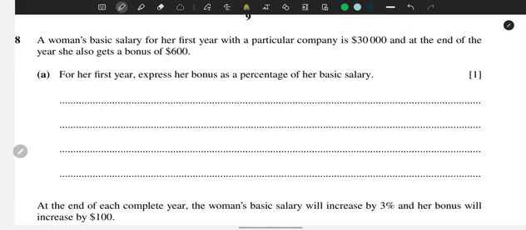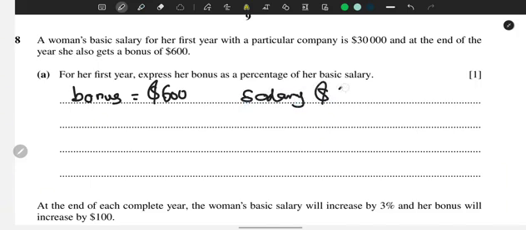Now, a woman's basic salary for her first year with a particular company is $30,000, and at the end of the year she also gets a bonus of $600. For the first year, express the bonus as a percentage of her basic salary. For something like this, you all need to write out the bonus. The bonus here is $600, and the salary, we have that to be $30,000.